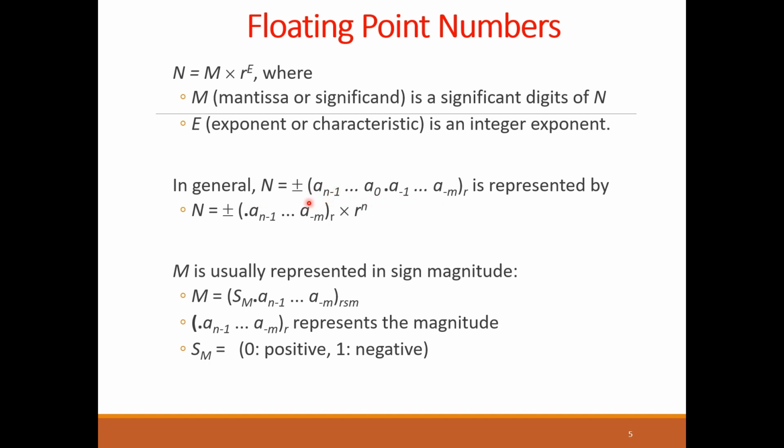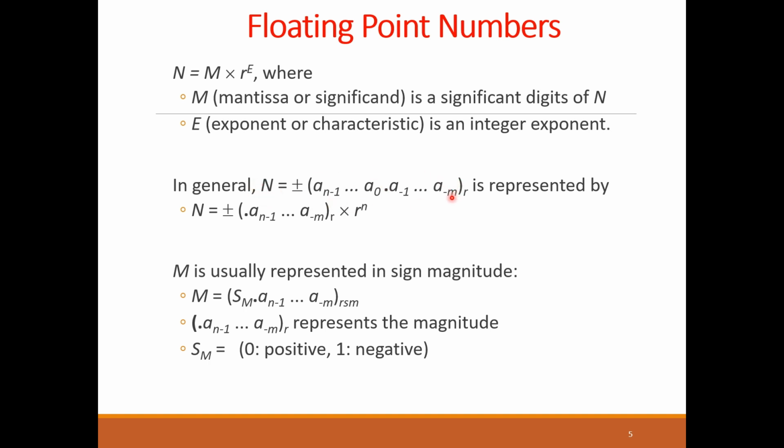We can write the number N in positional notation. It can be a positive or negative number. Then this is the radix point. From here, a0, a1, it goes up to a subscript n minus 1. And in the fraction part, it goes from a minus 1 up to a minus m. So in this representation, a total of n plus m bits are used to represent this real number.